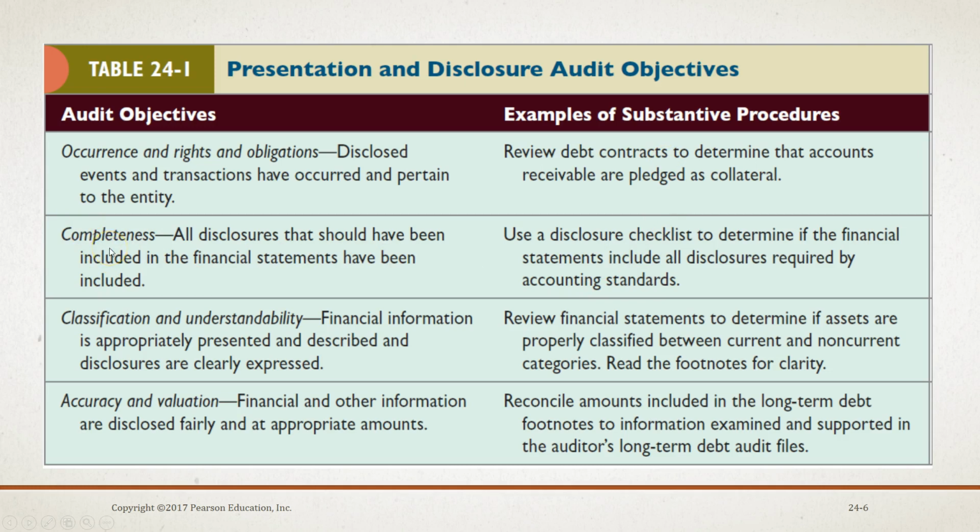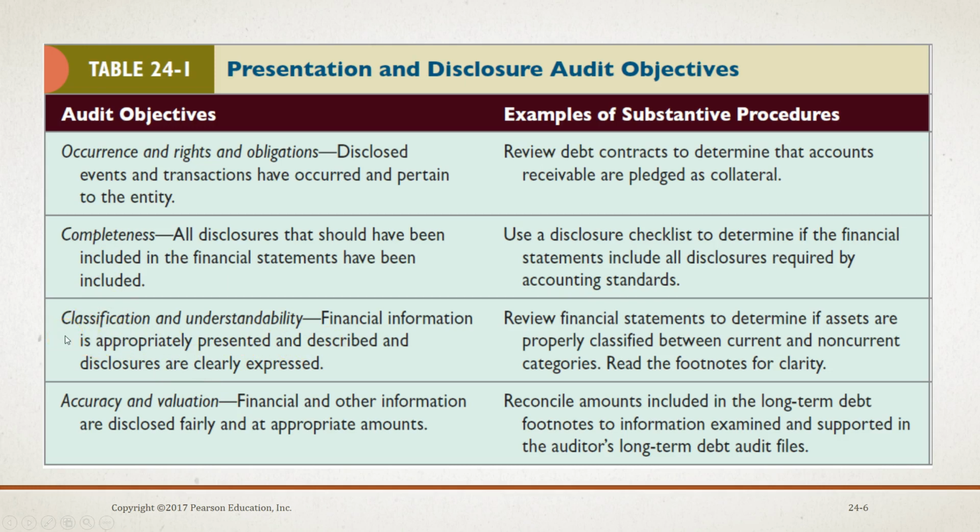Completeness. All disclosures that should have been included in the financial statements have been. What do auditors do? We have a very lengthy checklist that basically has all the possible FASB disclosures that someone can disclose. And that checklist is filled out by the auditors one by one, and we actually go through it to make sure that all the proper standards have been filed.